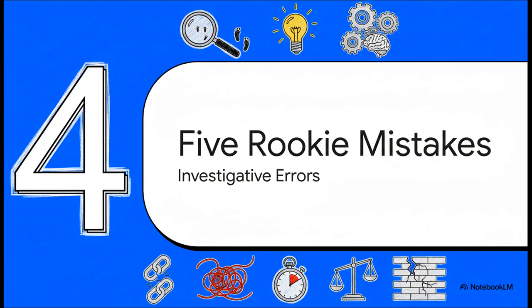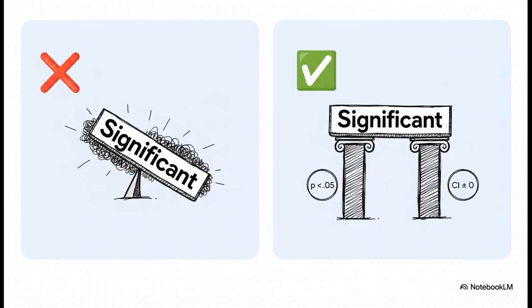Okay, before you head out into the field, we have to talk about 5 rookie mistakes that can really get a detective into trouble. If you can avoid these, you'll be way ahead of the game. First up, never just state a conclusion without your evidence. Don't just write, "The result is significant." That's not enough. You have to say why it's significant.